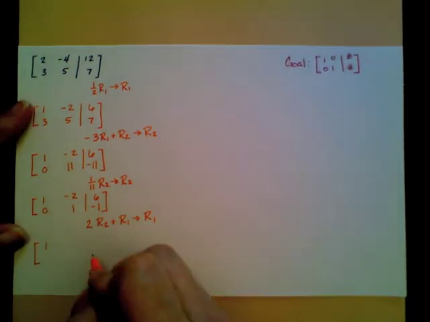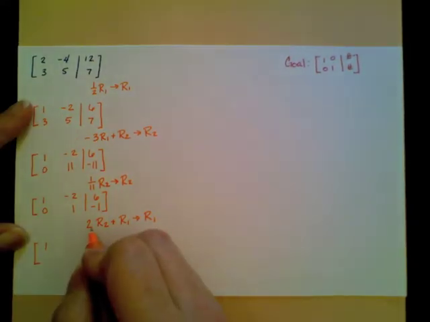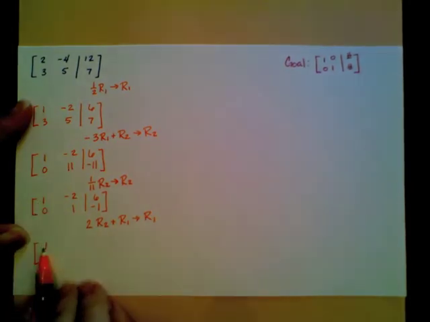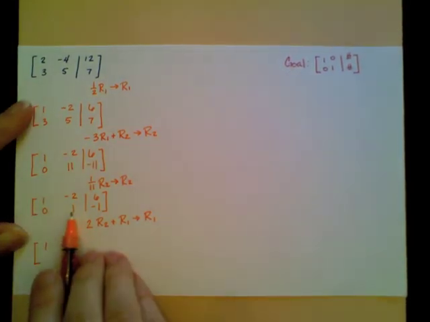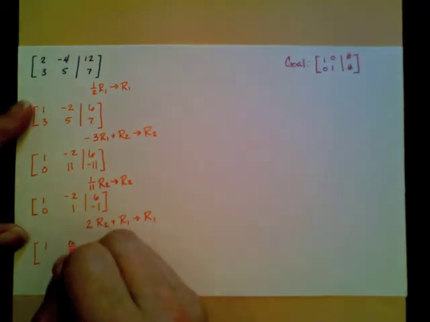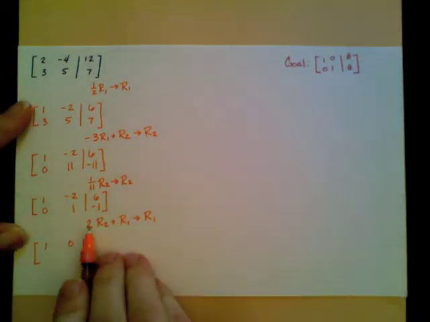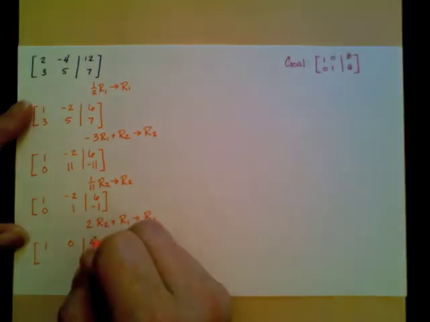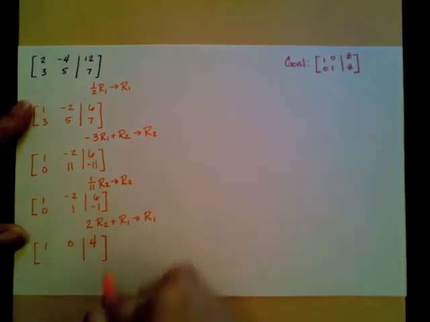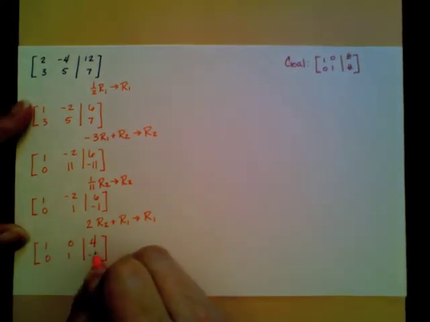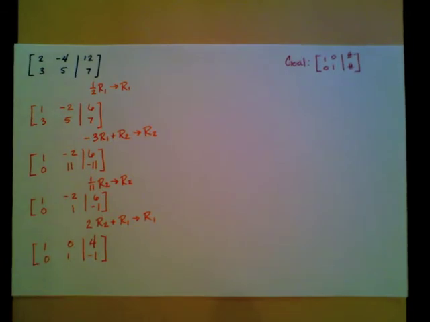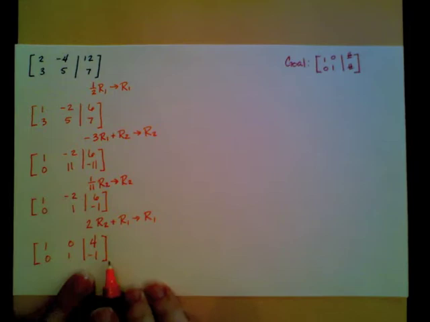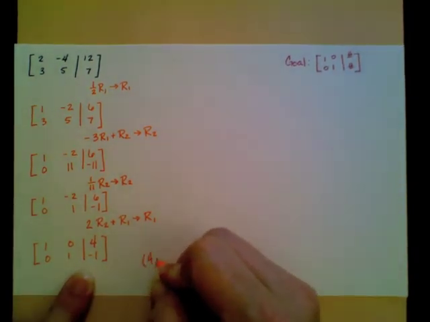So that'll give me a 1. Sorry, I should talk this out. 2 times 0 is 0, plus 1 is 1. 2 times 1 is 2, plus a -2 is 0. 2 times -1 is -2, plus 6 is 4. And then I can just recopy row 2. So I have this in my goal form, and my solution is the point 4, -1.